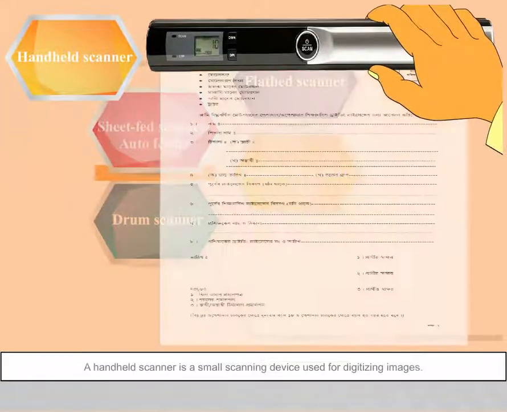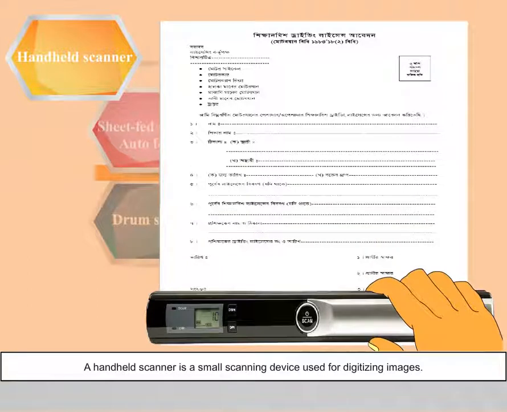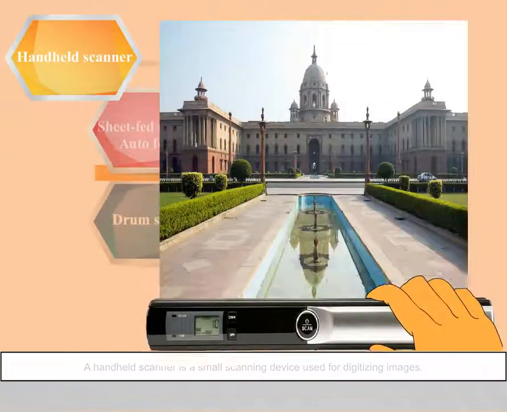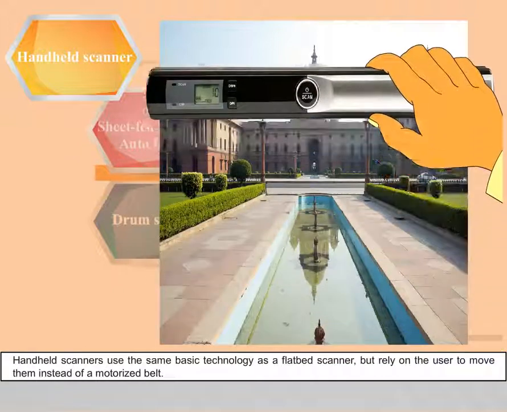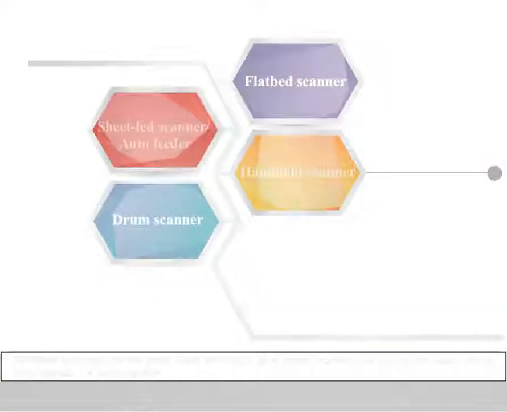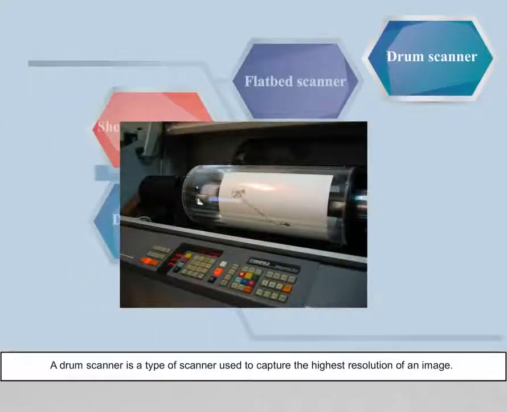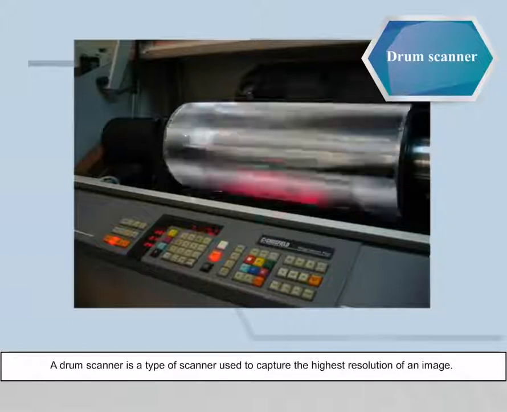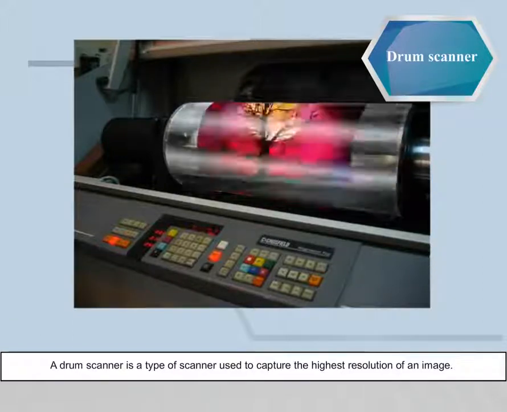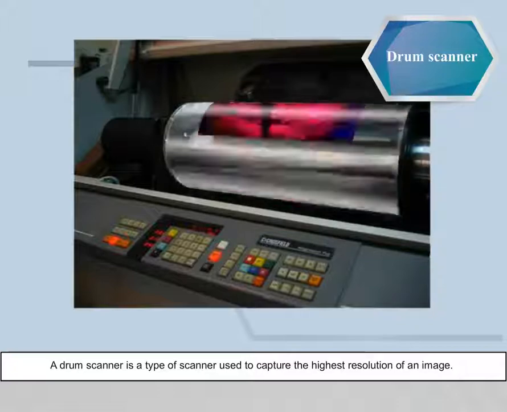Handheld scanner. A handheld scanner is a small scanning device used for digitizing images. Handheld scanners use the same basic technology as a flatbed scanner, but rely on the user to move them instead of a motorized belt. Drum scanner. A drum scanner is a type of scanner used to capture the highest resolution of an image.